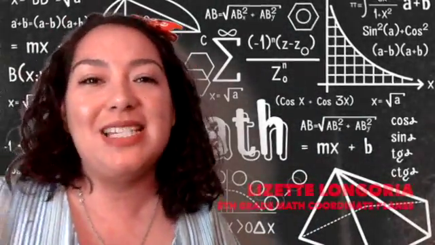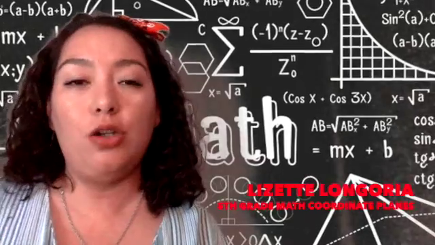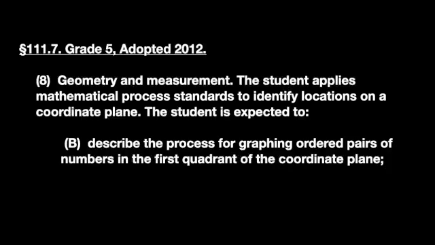Hello, my name is Lisette Longoria and today I'm going to be teaching a 5th grade lesson on coordinate planes. Our text is number 8, Geometry and Measurements. The student applies mathematical process standards to identify locations on a coordinate plane. The student is expected to B. Describe the process of graphing ordered pairs of numbers in the first quadrant of the coordinate plane.